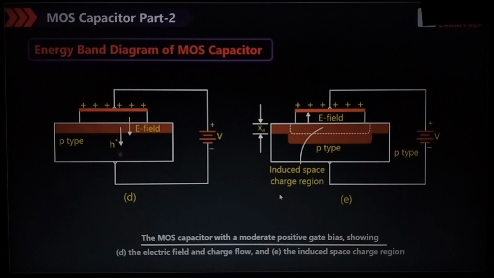First of all, it will repel the holes. This is the repel direction of the holes. When it repels the holes, the depletion layer will increase, with an induced space charge region. Yes, in every case there will be. That's why it is called a field effect transistor.